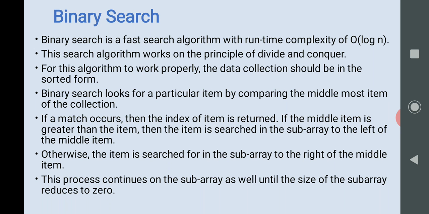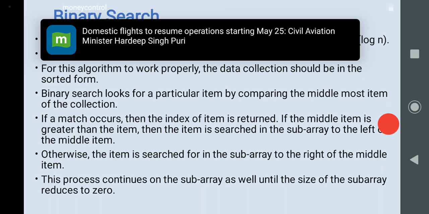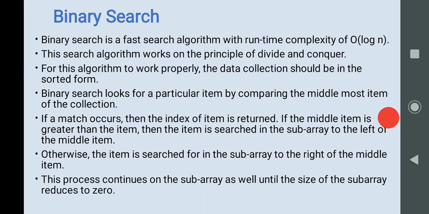Binary search. A binary search is a fast search algorithm with runtime complexity of order of log n. Compare that with linear search, what we did in the previous video. The complexity was order of n, whereas here the complexity is order of log n. This search works on the principle of divide and conquer, wherein you divide into half and then you look at half of the problem and then you again see if it is done or not.